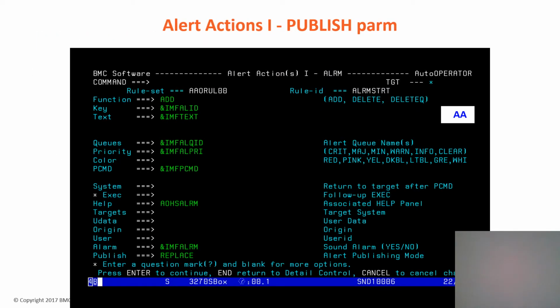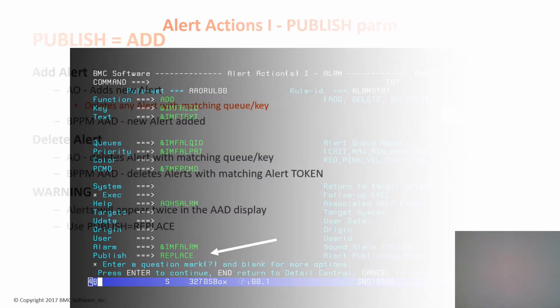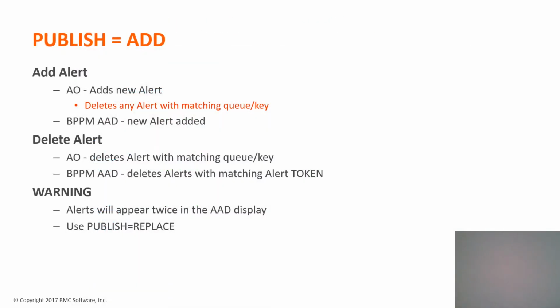This is the first alert actions display you will see in the rules processor. I want to bring to your attention a field at the bottom called Publish, and we're going to talk a little bit more about how you would use that field. If publish equals add as specified, that will add an alert to Auto Operator. It'll also add an alert to BPPM, the AAD display.